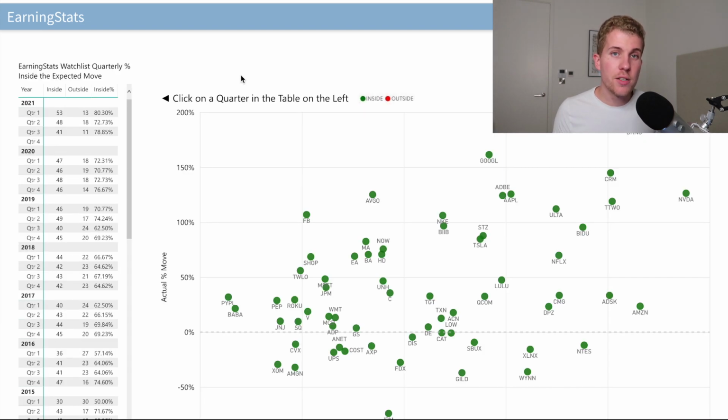On the 7th page, what's really interesting is that you can see their watch list and you can see visually how many stocks are actually staying within the expected move and how many stocks are going outside of the expected move.